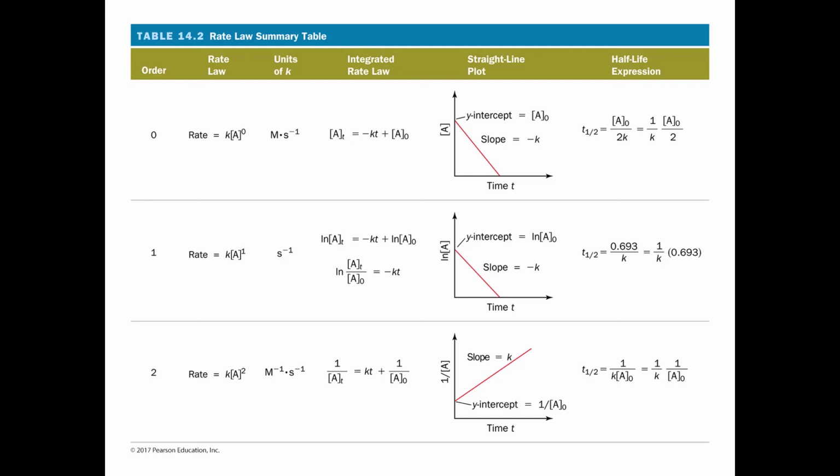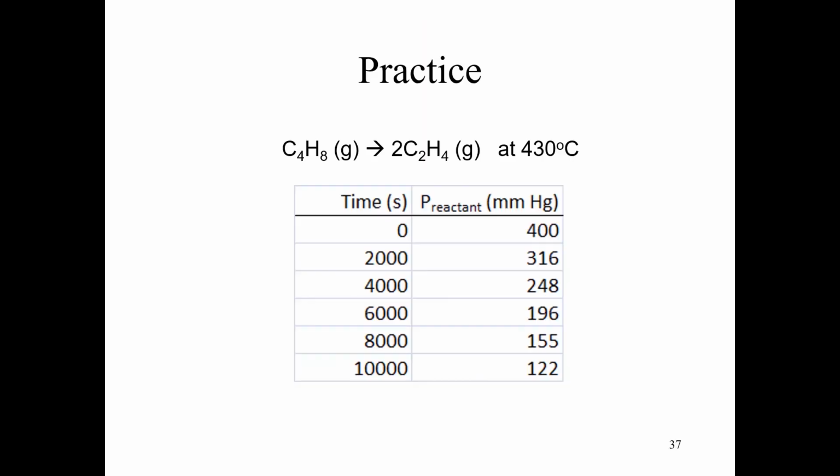Notice that it gives you, for each order of reaction, 0, first, or second, what is the rate law, what are the units of K, what is the integrated rate law, what kind of plot gives you a straight line, and what is the expression of the half-life. So this is a very useful table that essentially blends in everything we've been talking about for the past few minutes. Let's close out by doing a little practice exercise.